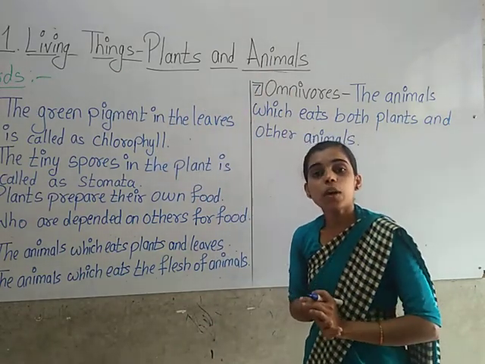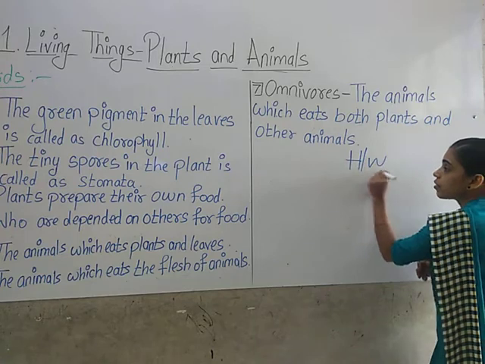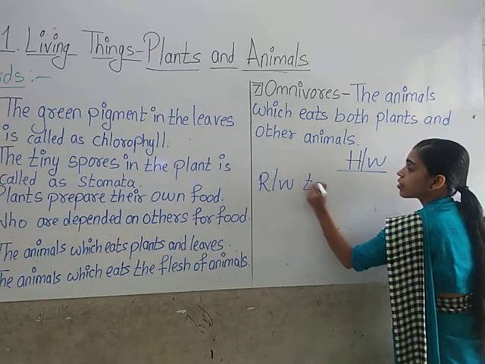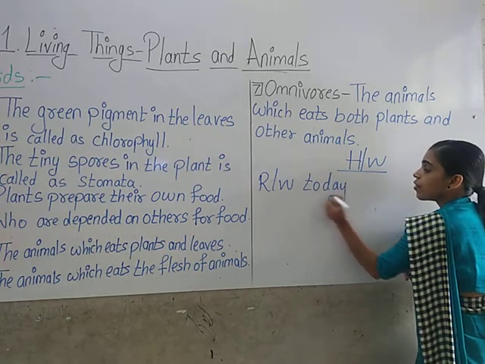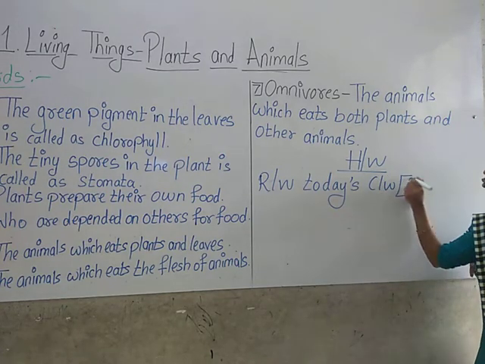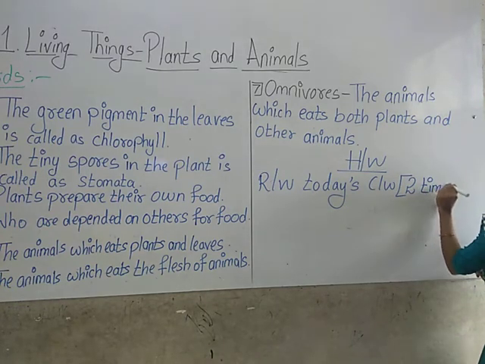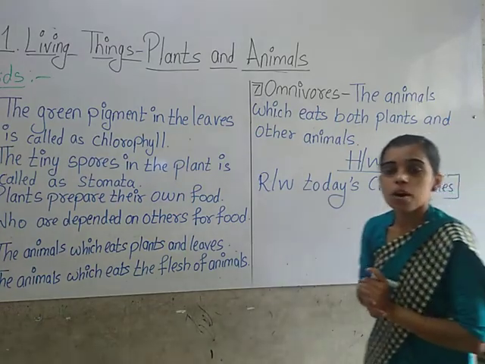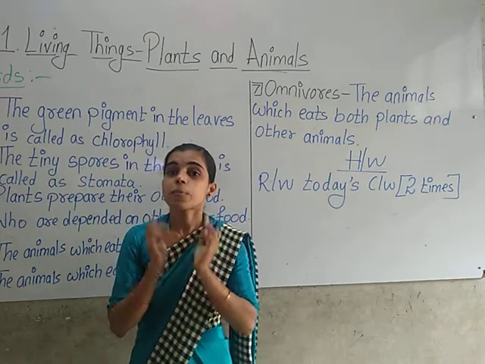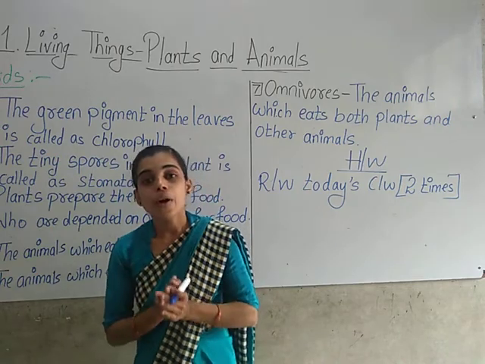Now, let us move towards today's homework part. So, just comment. Today's homework is read and write. Read and write today's classwork two times in your classwork notebook. Two times in the Evs notebook, you have to read and write it correctly with a blue pen and black pen, two times in your Evs notebook.